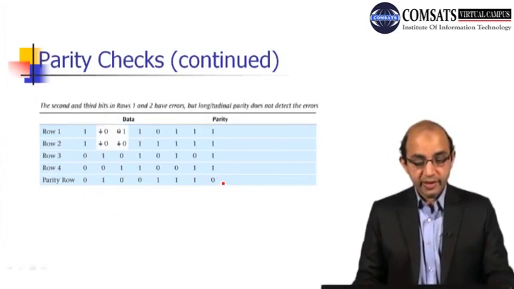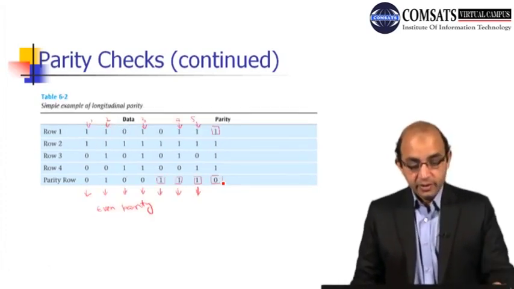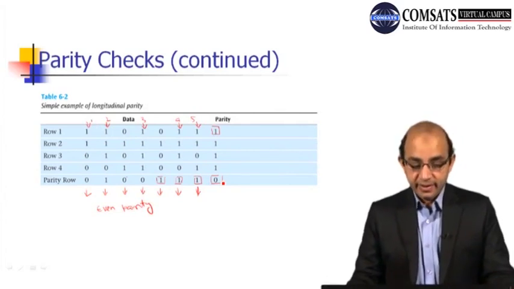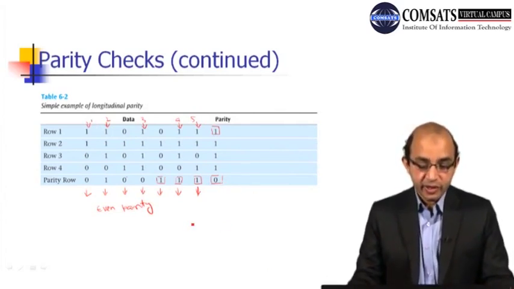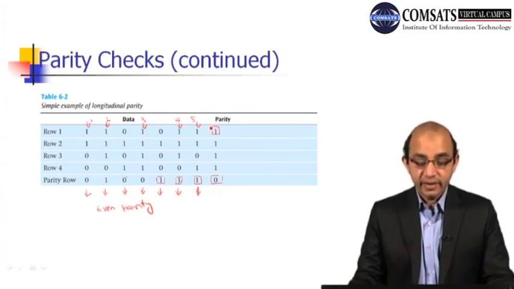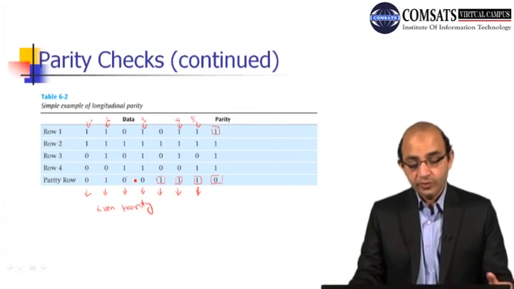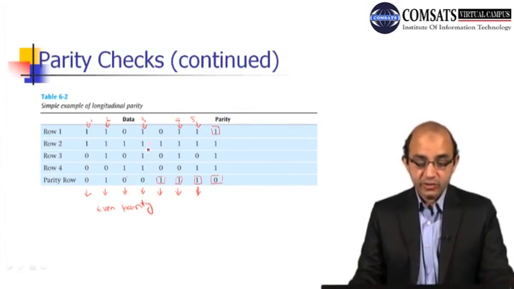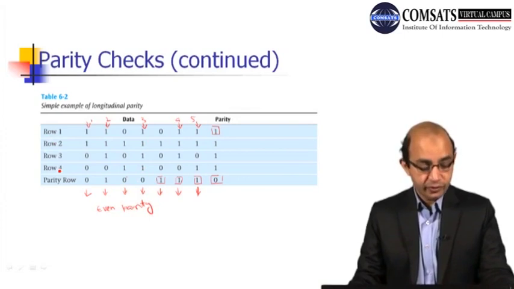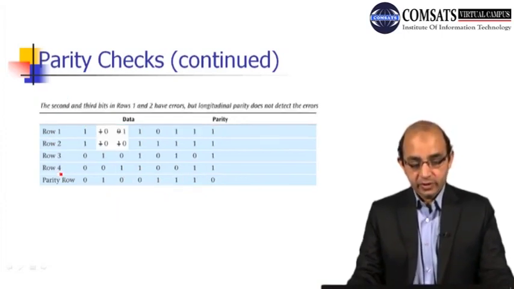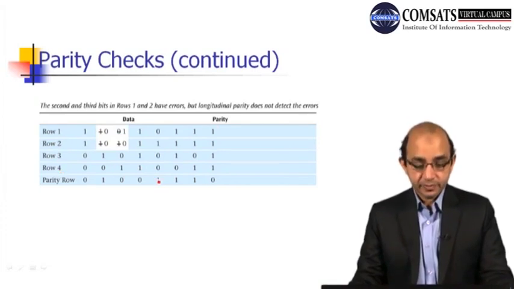So what is the advantage of this? Now you can see that we have to send more data, right? If we are going to send this data 1, 2, 3, 4, we are actually sending this redundant data, and this whole row, which is again redundant data, and the actual data is row 1, row 2, row 3 and row 4. So what should be the benefit of adding this many more bits? You can see the second and the third bit in rows 1 and 2 have errors, but longitudinal parity does not detect the error.